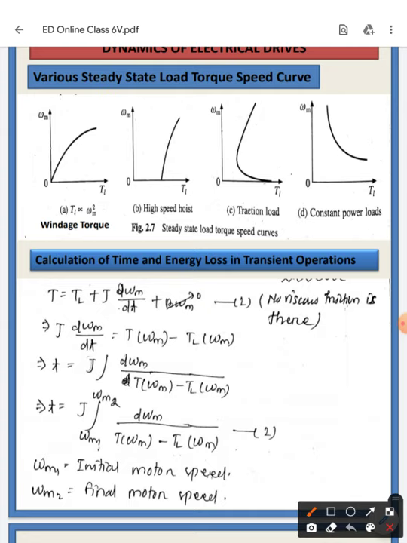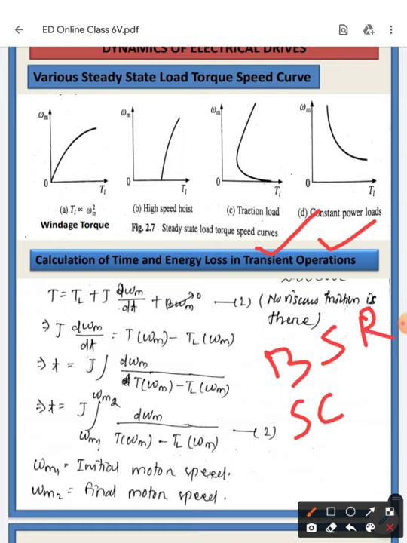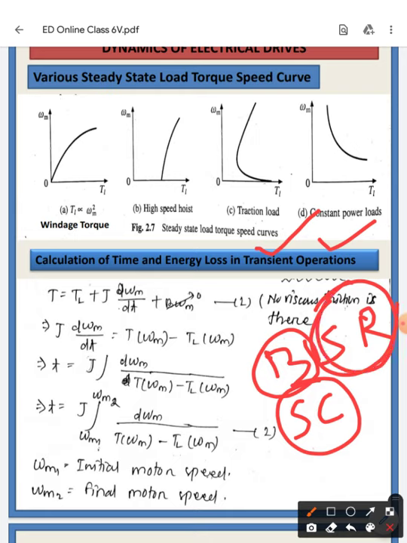Next one, the calculation of time and energy loss in transient operation. Before that, we should know what transient operations are. In an electrical drive system, transient operation is due to braking, speed changing, and speed reversing. So the transient condition will appear due to speed changing, speed reversing and braking, right?